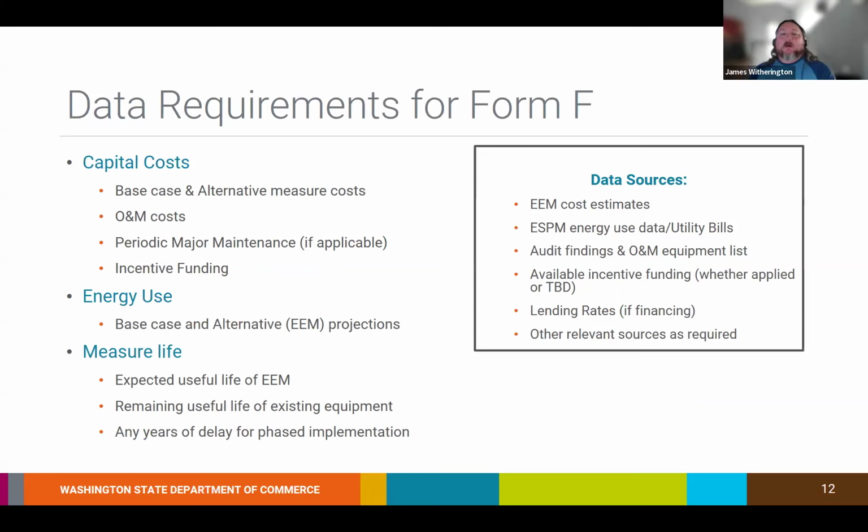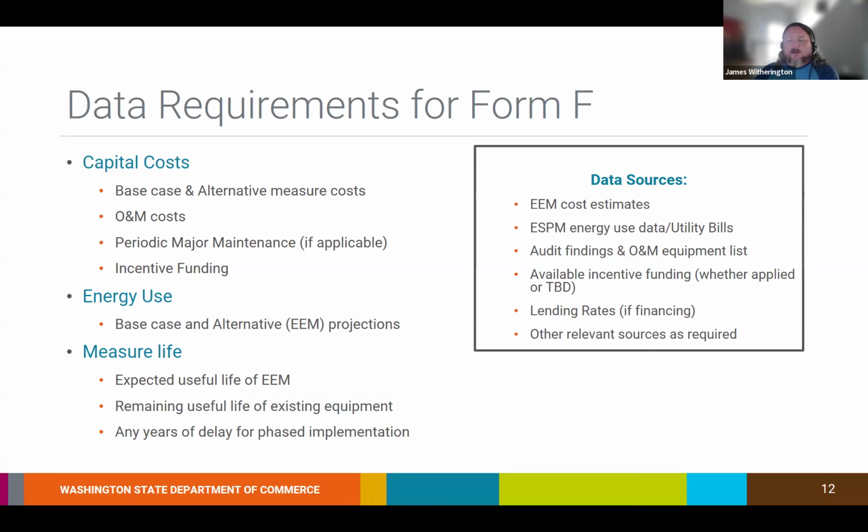Okay, data requirements for Form F. So off on the right-hand side, I provided some data sources where you may be locating or utilizing in order to fill out these capital costs, the energy use, and the measure life. I want to make it really clear here that this list of data sources is really intended to be including but not limited to. There may be other data sources and other requirements that you may have for your specific project. But keenly, there's 3 key components.